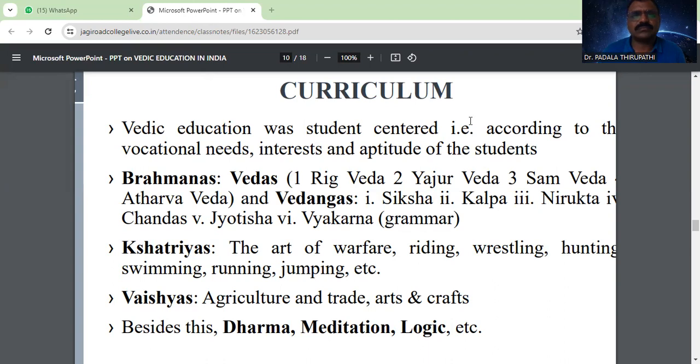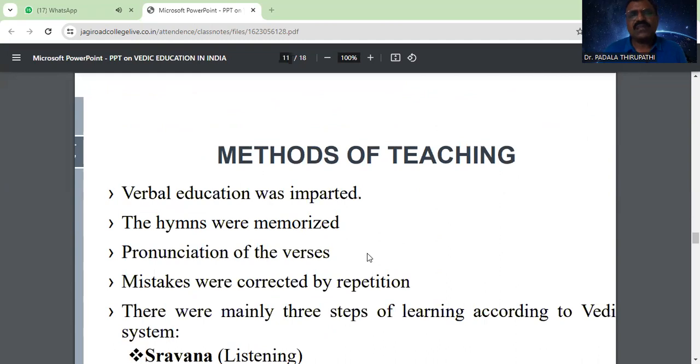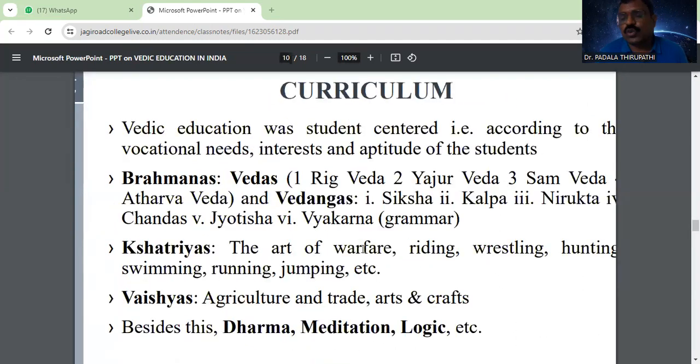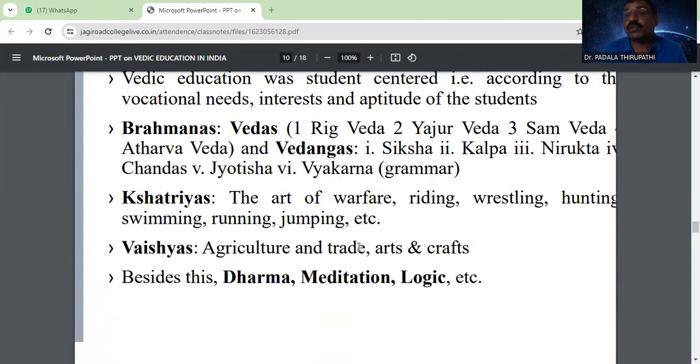Okay, then what are the methods of teaching? See here, my dear friends, in the Chaturvarnas, only three Varnas were eligible for education. The curriculum related to these three only. In the Varnashrama period, the Vedic period, only Brahmanas, Kshatriyas and Vaishyas got education. But Shudras are not here.